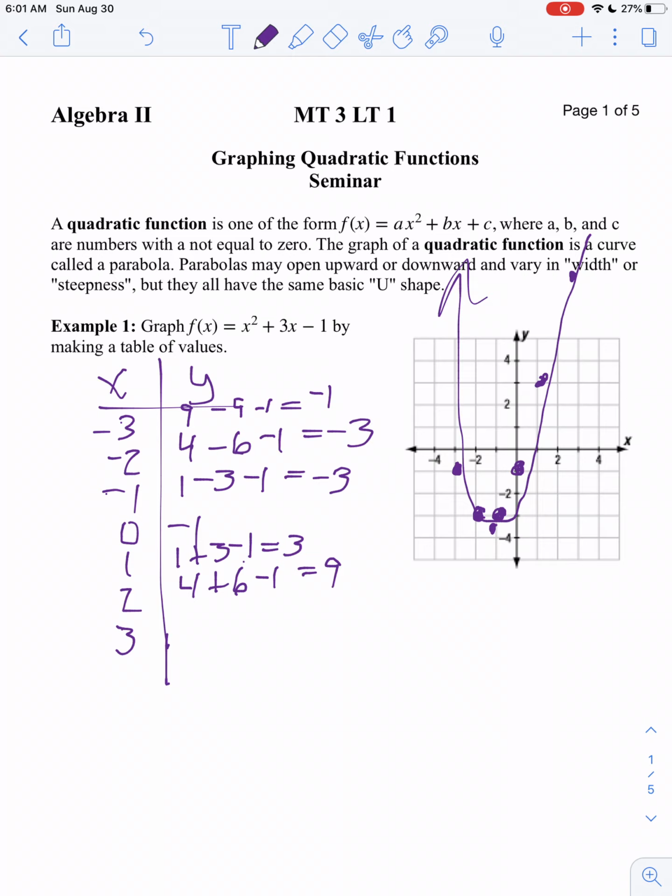So there you go. That's how you, whoa, that did not go far enough down there. Let's try that again. There we go. There is your parabola. Now that's what you're going to do when you make a table of values. You make a table, you graph it until you get the U. Once you see the U, sketch in your parabola. Sketch in your U.